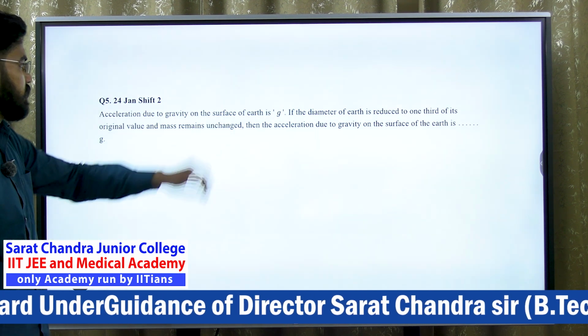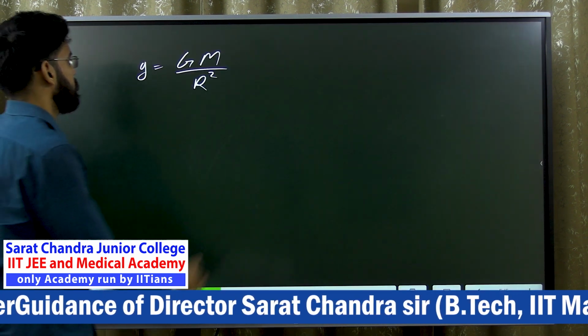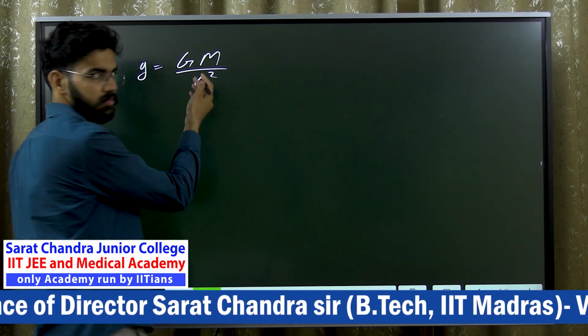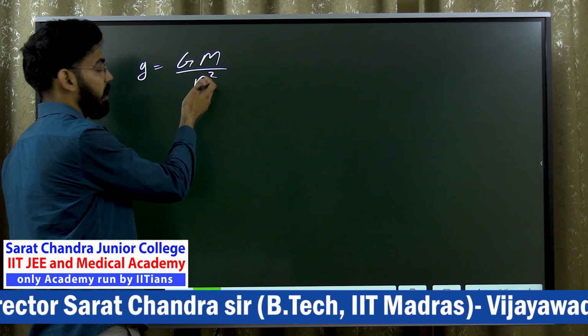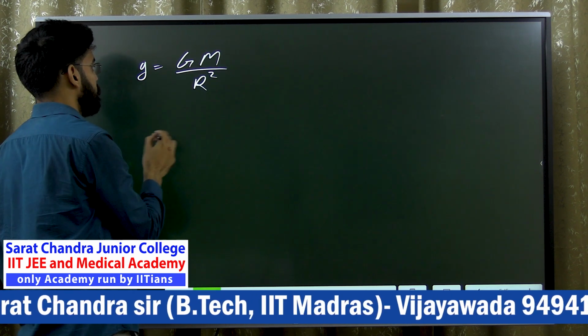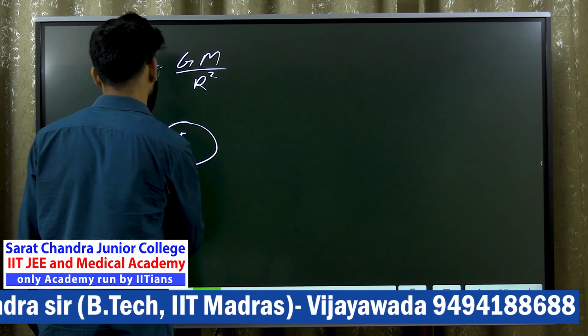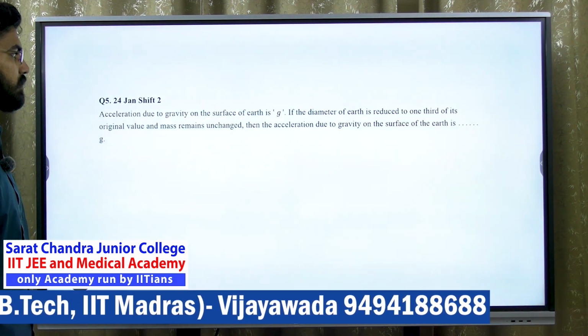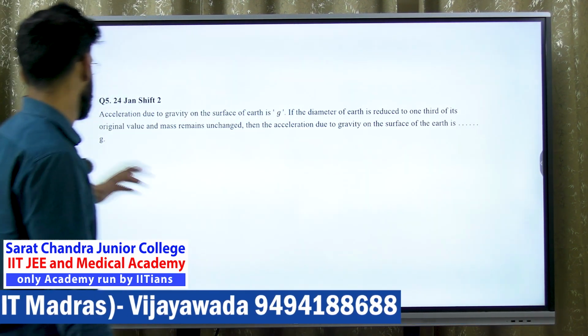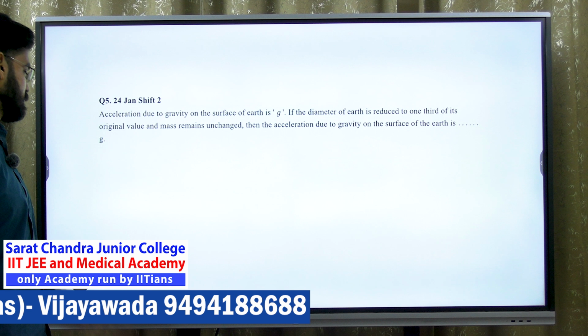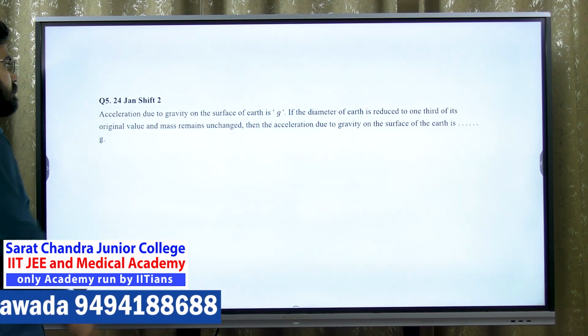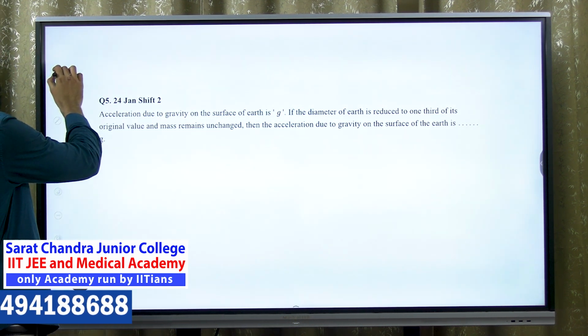So gravity will become how many times? 9 times. That's it. So R became R by 3, sorry, so g will become 9 times. That's it. 9 is your answer. Directly we can say. The acceleration due to gravity on the surface will be 9 times. Okay. That's it. This is the fastest question possible.